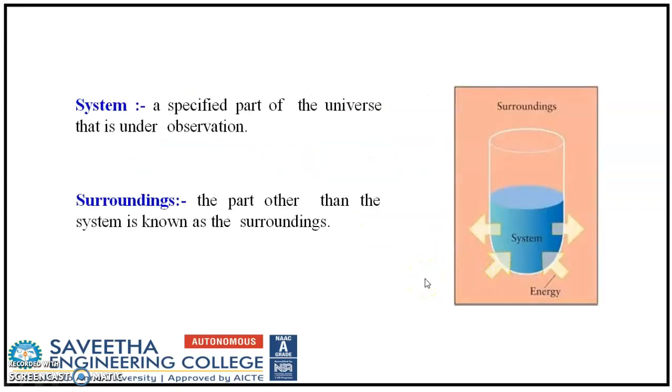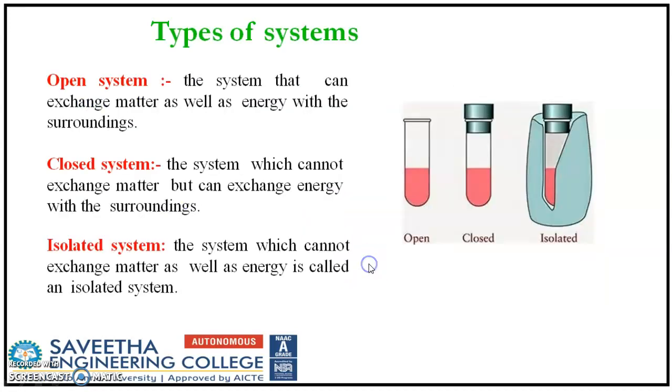So the very first basic term is system. What is a system? It is a specified part of the universe under observation. Here, this test tube is a system, and apart from this system is called surroundings. So the part other than the system is known as surroundings. These two things are very important for thermodynamics: system and surroundings.